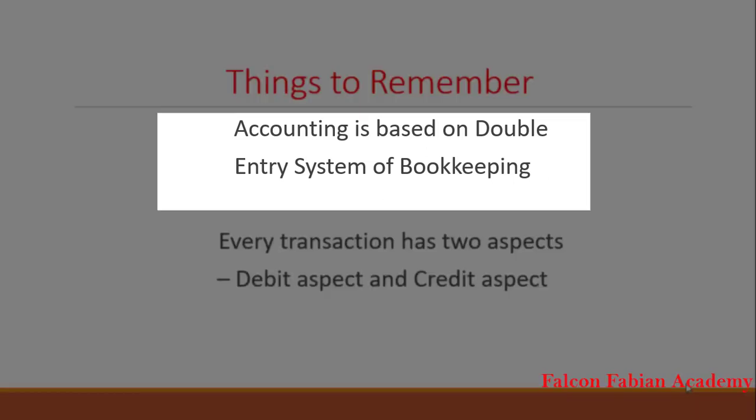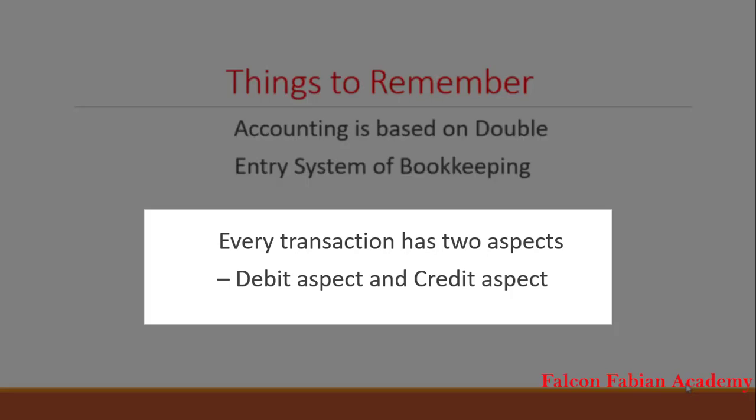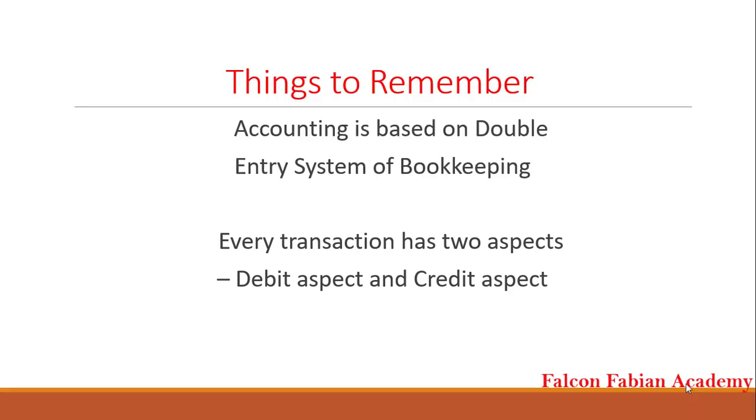First, accounting is based on the double entry system of bookkeeping. Now, what does the double entry system of bookkeeping say? It says every transaction has two aspects, a debit aspect and a credit aspect. What you mean by debit and credit has been explained in another video. You can watch that to understand the meaning of these two terms.